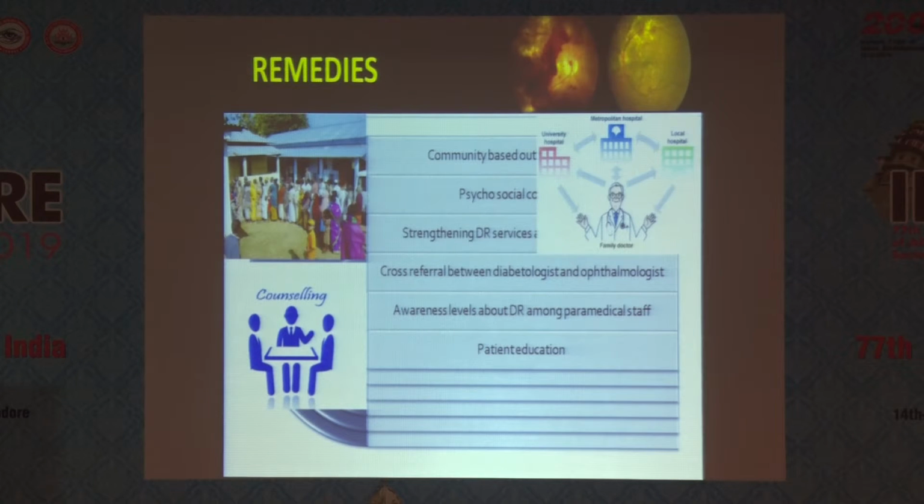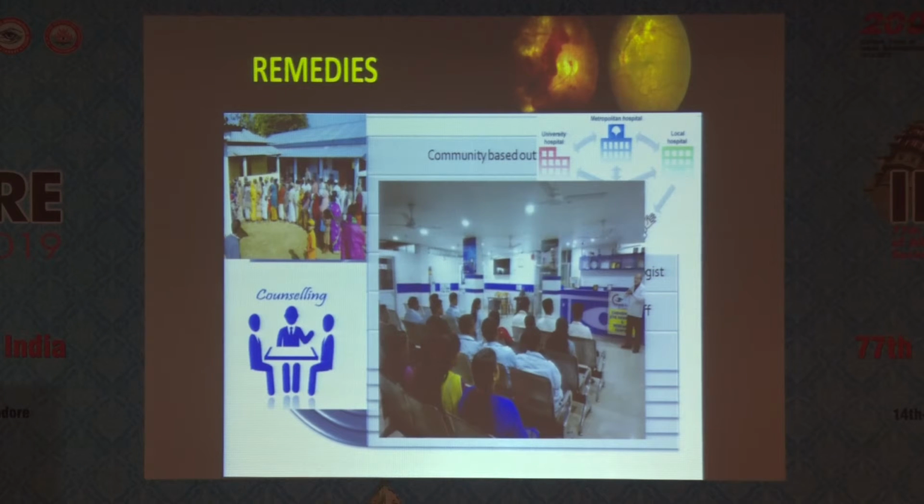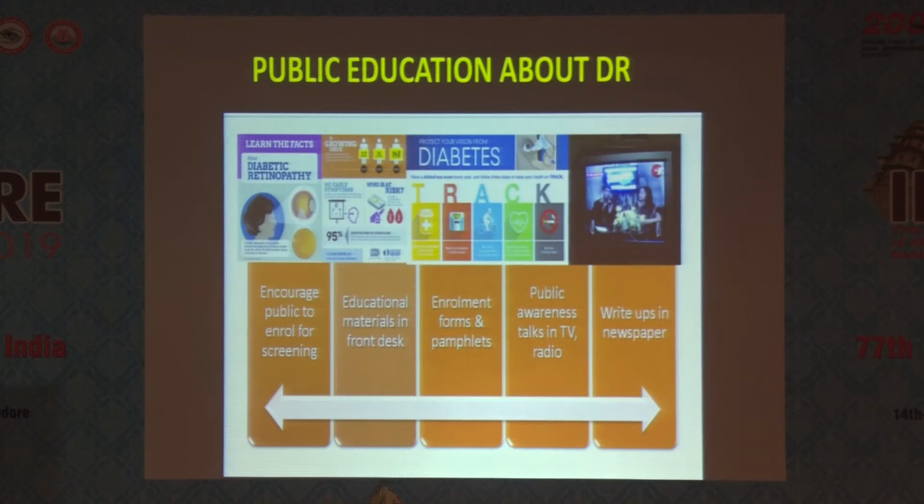Cross-referral between the physicians and ophthalmologists needs to be done, because whether the diabetic patient goes to an ophthalmologist or not, he definitely goes to his physician for his glycemic control, so the physician should take steps to refer. Awareness among the paramedical staff about diabetic retinopathy needs to be raised. Public education is the most important factor where we can improve the patient's knowledge about diabetic retinopathy by educational material, enrollment forms, and public awareness talks in TV, radio, or newspapers.